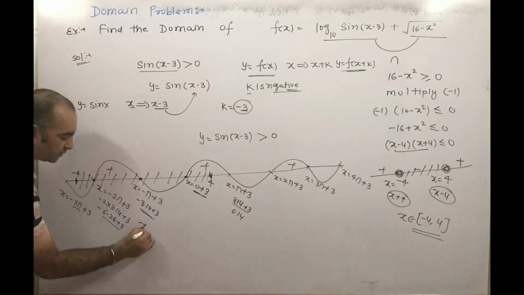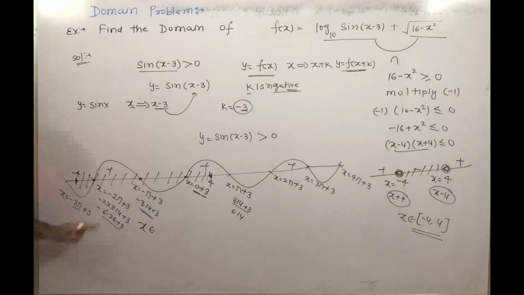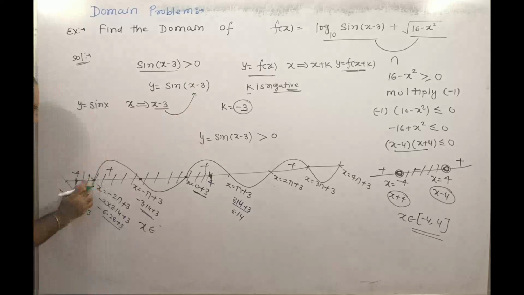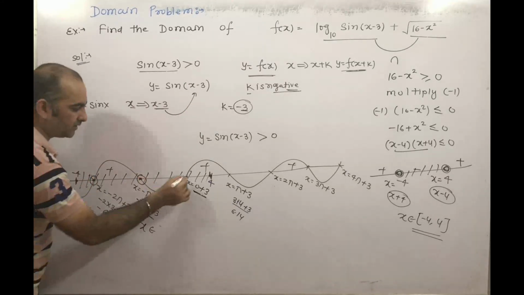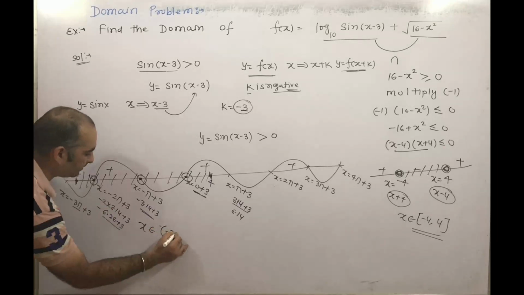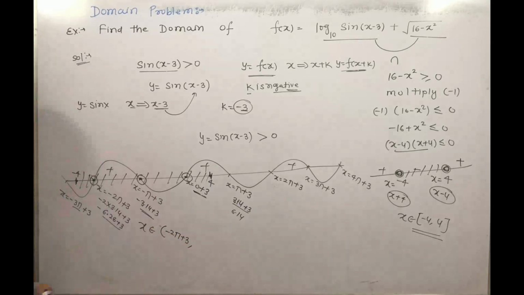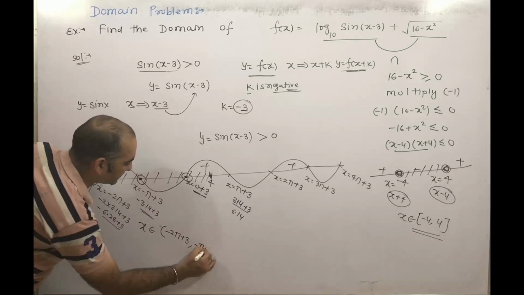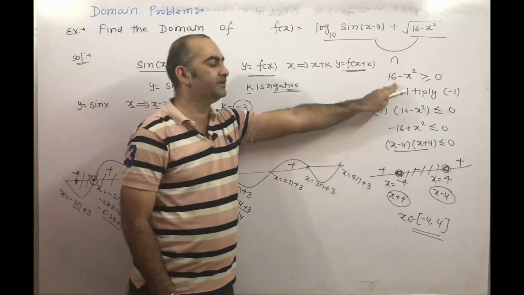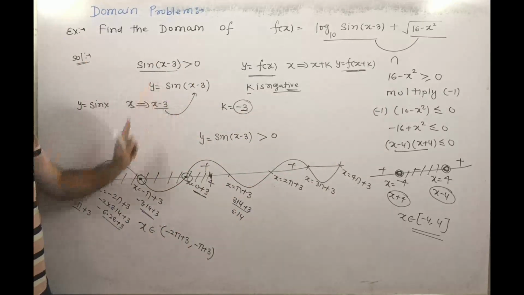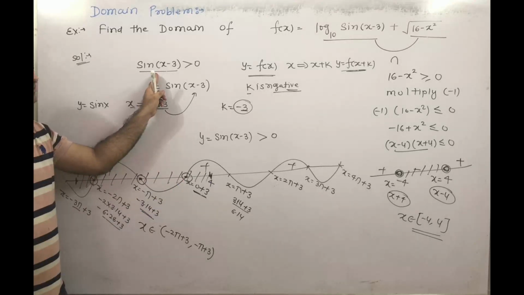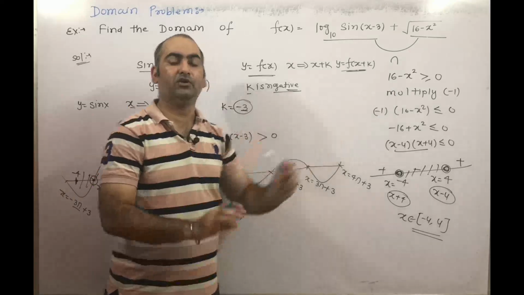What is the common portion? X belongs to, this point is minus 2 pi plus 3. Close interval, sorry, we want greater than 0, so this is open, and this is also open. So here the open interval minus 2 pi plus 3 to minus pi plus 3, open. Here you can see this is defined and this is also greater than 0. Now from here to here, this is negative, so this portion we don't want. But this is defined, so it will not come in the intersection.